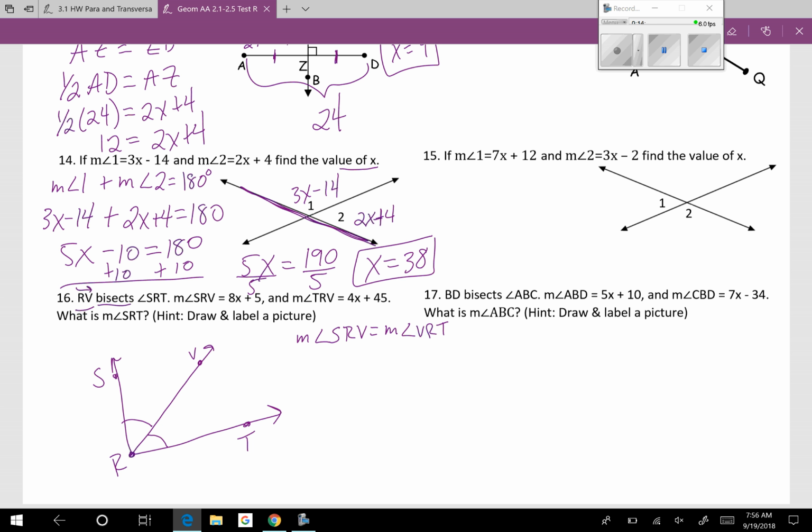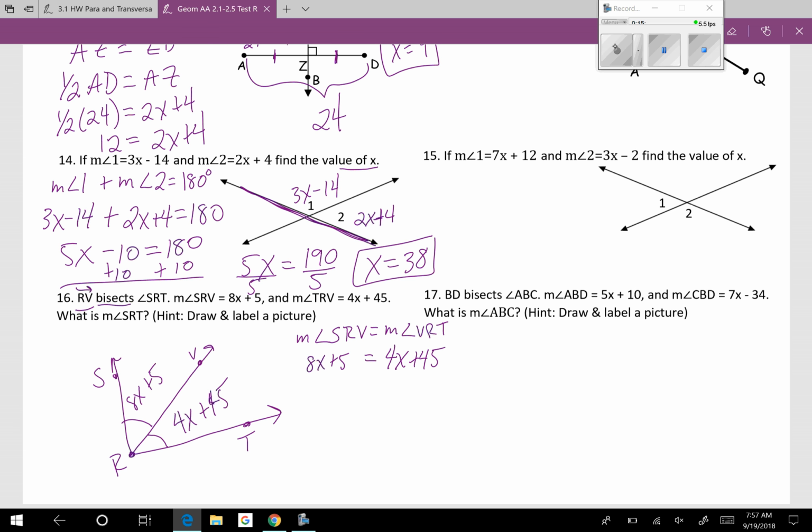Okay, now we'll go through and we'll label here. SRV is 8x plus 5. And then TRV is 4x plus 45. And what do we know about these two? They are equal. So we can know that 8x plus 5 is equal to 4x plus 45.